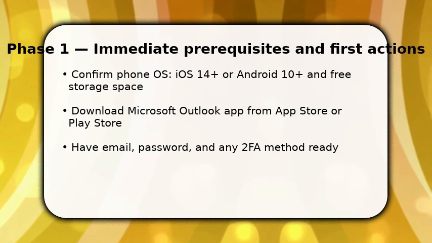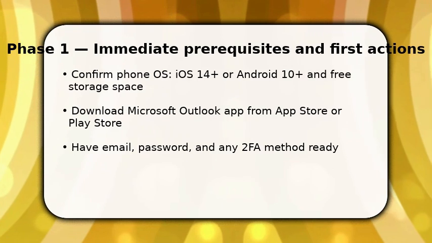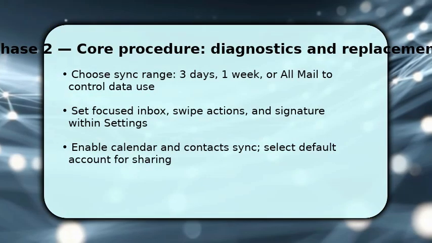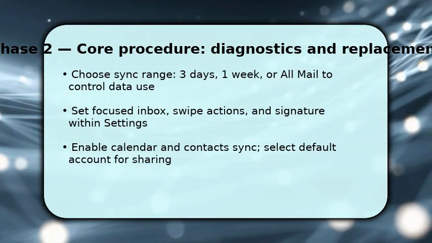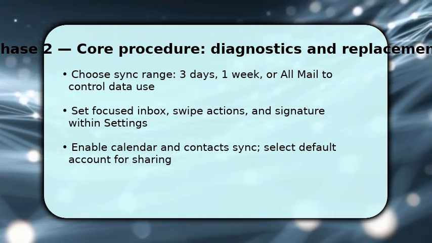Make sure notifications and calendar permissions are allowed so mail, events, and contacts sync smoothly with the phone. Once the account is added, go into Settings to configure sync and folder behavior. This is where you balance battery and completeness.